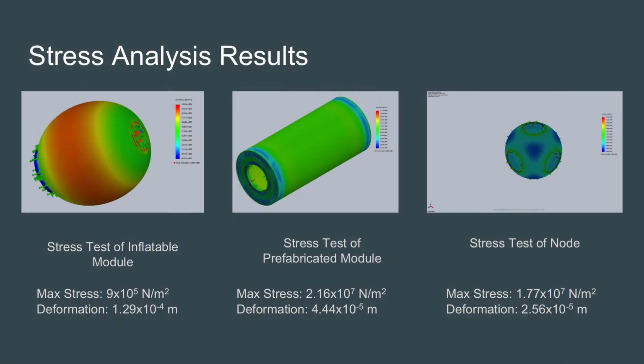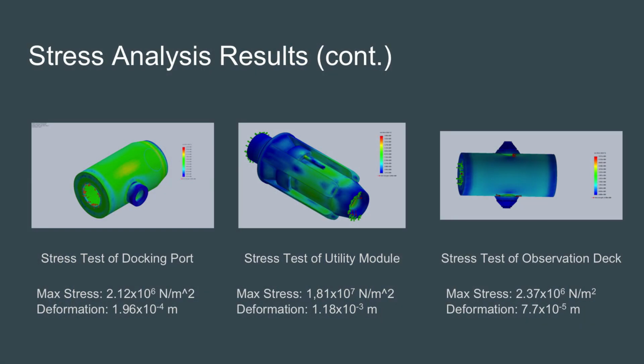Now we also have the fabricated module and the node. Both of these performed spectacularly under the stress analysis, and there's no significant points of failure or points that need to be reinforced. To continue on, we also have the berthing module, utility module, and observation deck. The observation deck and the berthing module both also did not have any needs that needed to be addressed or any places where there was high stress.